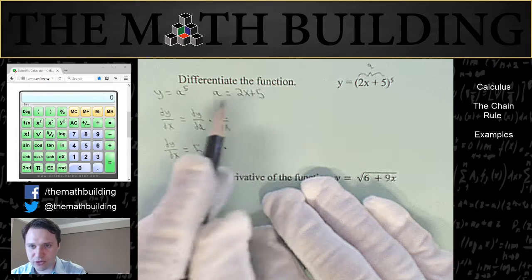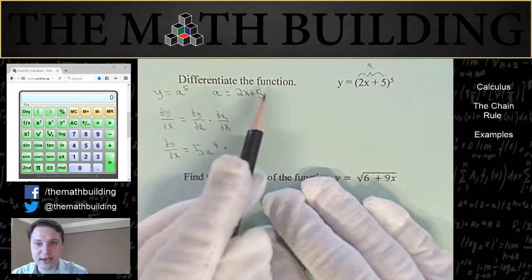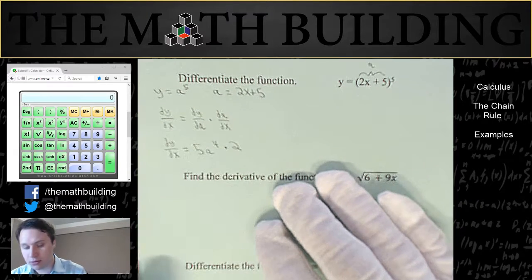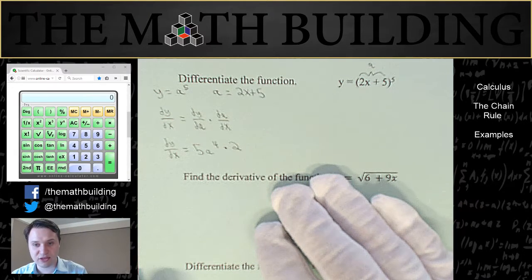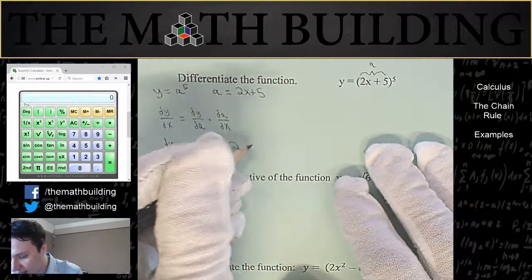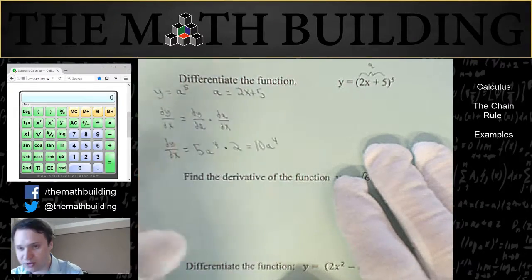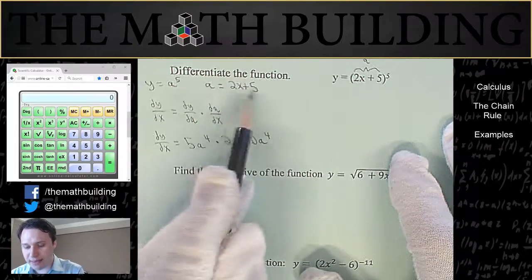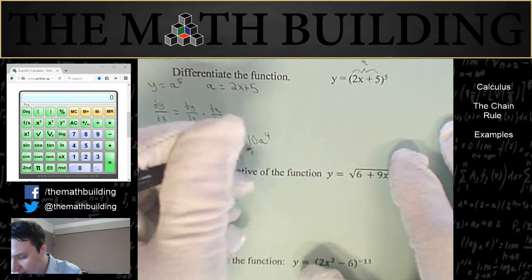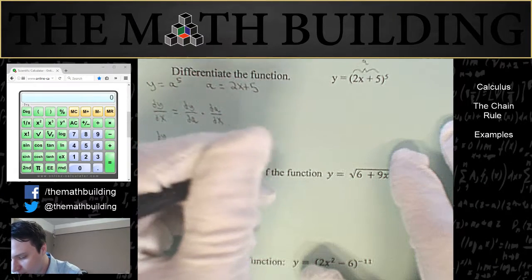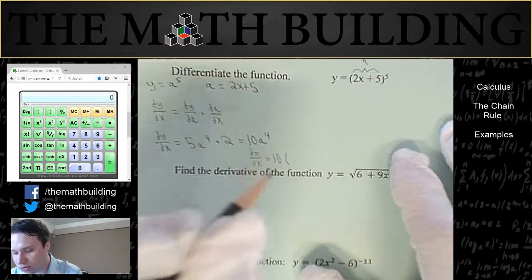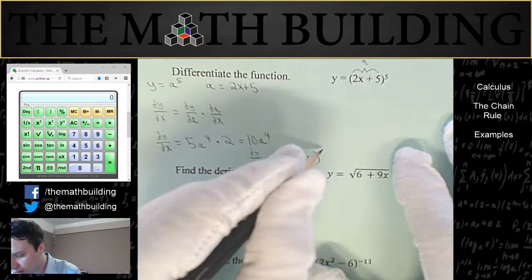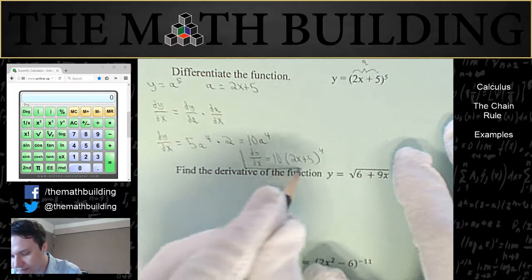Looking over here, for the derivative of a with respect to x, we can ignore the 5, and the derivative of 2x is just going to be 2. So the derivative is just 5a to the 4 times 2, which is equal to 10a to the 4, because 5 times 2 is 10. And now we're pretty much done. All we got to do is plug back in a. So dy dx is equal to 10 times a, which is 2x plus 5, to the 4th. And we're done. That's the derivative.